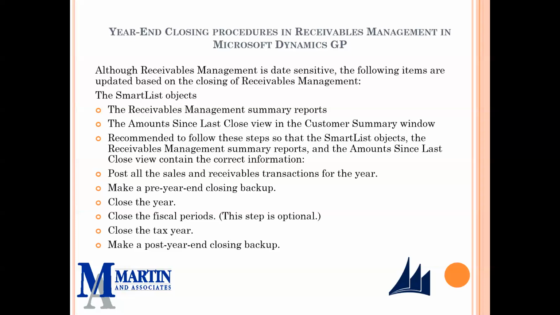But if you close it, some SmartList object dollar amounts like amount since last closed, average days to pay, this year, last year, total number of invoices this year, last year, things like that. Some of those amounts are updated when you actually click the button to close the year. So if you rely on some of those numbers in SmartList, and I will show you that.